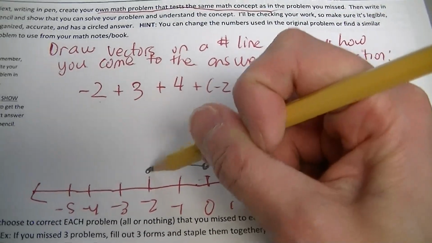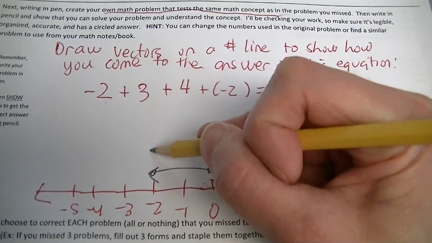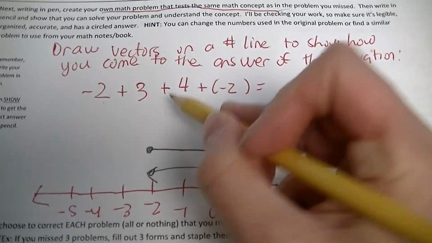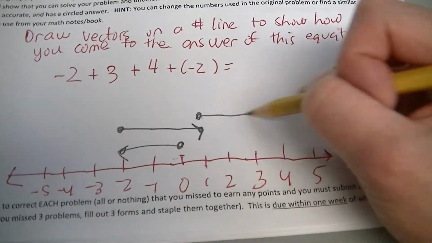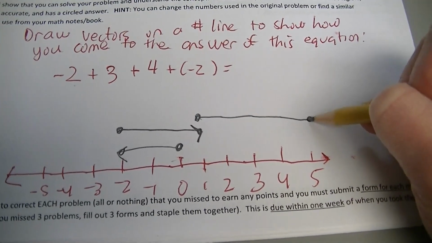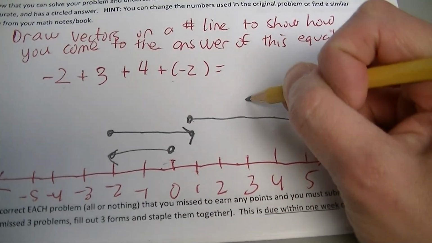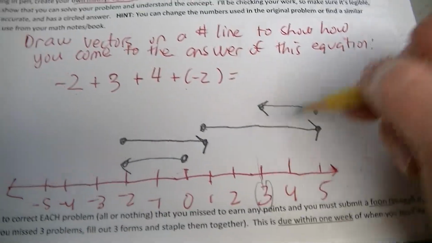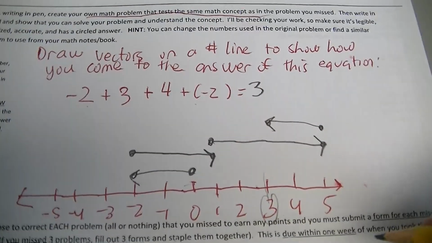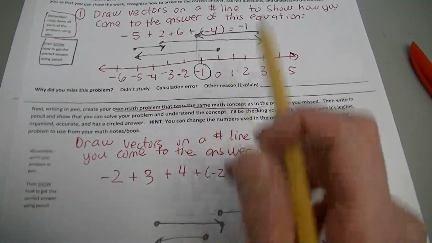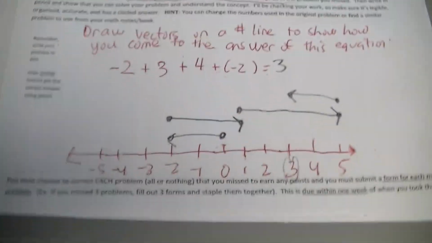2 units to the left because it's a negative 2, plus 3, so I'm going to go 3 units to the right. Plus 4, so 4 units to the right from there. And then I have to go 2 units to the left. So my answer is positive 3. Okay? So you see how it's a very similar problem. I just changed the numbers right there to make it work.